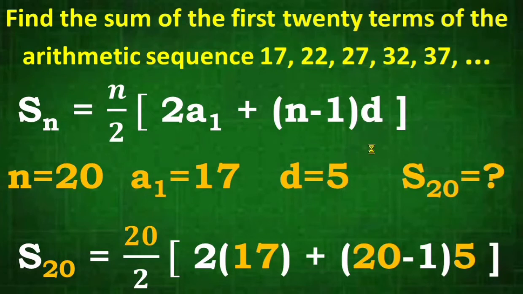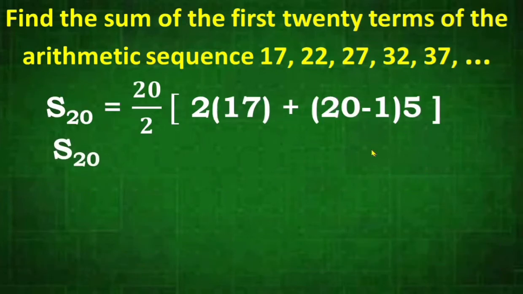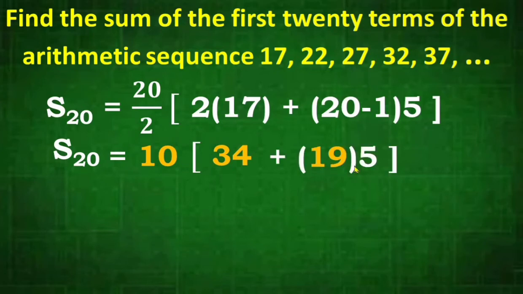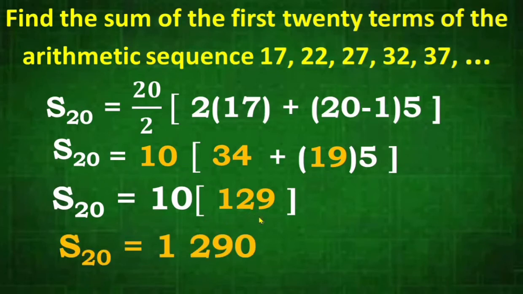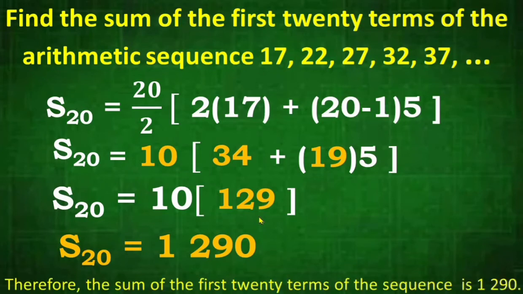Okay, now let's simplify. What is 20 divided by 2? So that's 10. Next, 2 times 17, that's 34. Then 20 minus 1 times 5, so that's 19 times 5. Next, what is 19 times 5? Then plus 34. That is equal to 129. Then 10 times 129, that is equal to 1,290. So therefore, the sum of the first 20 terms of the sequence is 1,290.